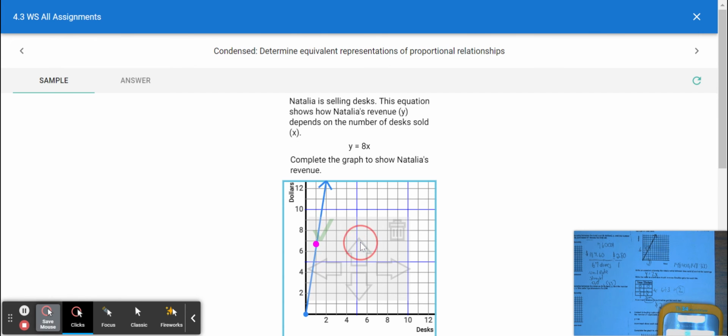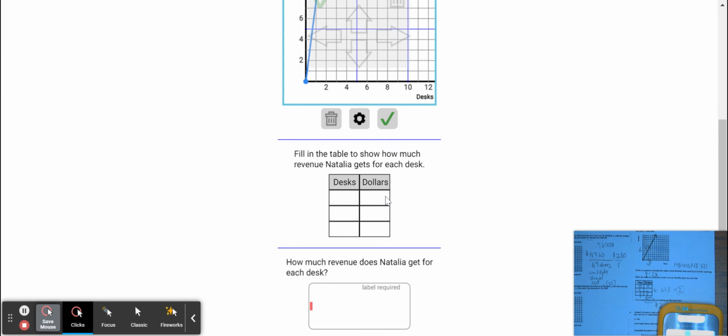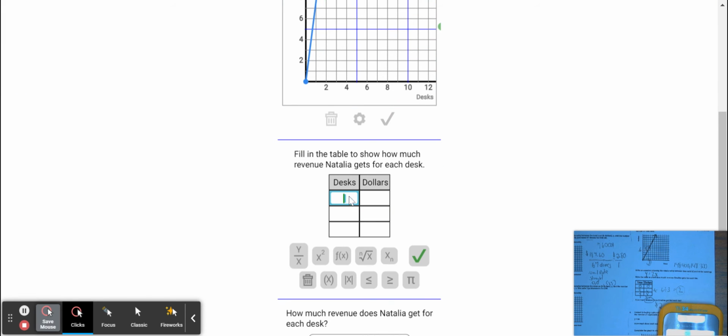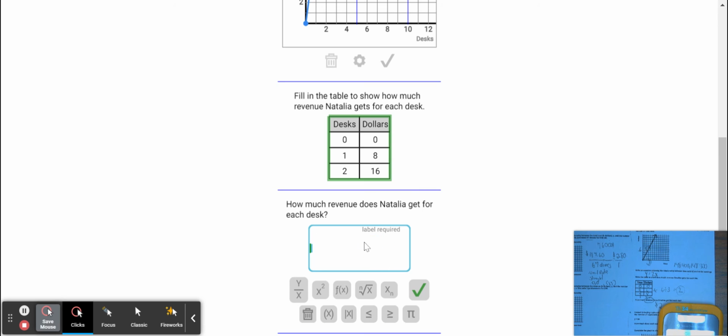Coming up here, we're almost done with this. This will be the last example. There's 1/8. I'm going to check that. When I have a table to fill in, I always put 0, 0 first. Then my relationship for 1 was 1 for $8. I keep it simple: 8 divided by 1 is 8. So 2 times 8 is 16. That means 2 desks cost $16. I check it. Revenue means how much for each one. I put in a dollar sign and $8. Good to go there.